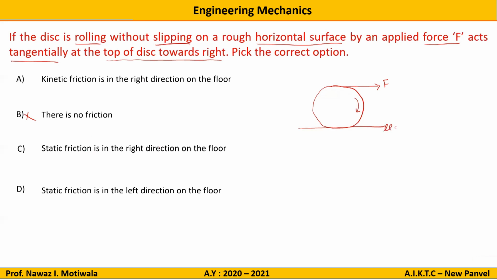Static friction in the right direction of the floor: there is no question of static friction because the body is moving. So static friction is already overcome. So this is not the option. Again, it is given static friction, so this is also not an option. So the only option remaining is this one, that kinetic friction is in the right direction of the floor, which is also a logically correct option. Next question.